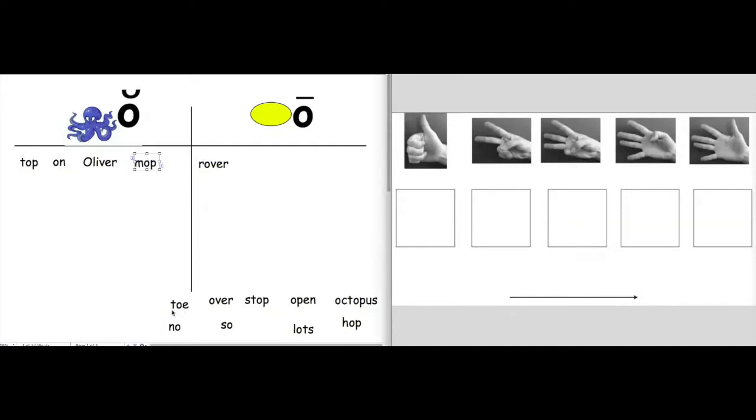Toe. Toe. T-O-toe. Toe. T-O. Oh, you know what happens here? These two letters work together. Toe. T-O. So O is next to a magic silent E. You don't hear the E, but this E makes the O say O instead of ah. Toe. T-O. Two sounds, three letters. Toe has a long O in it. Fantastic. Let's move on.